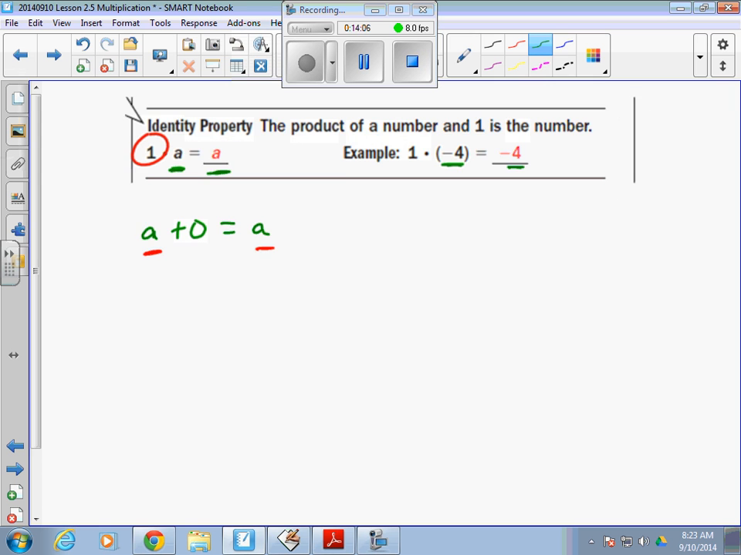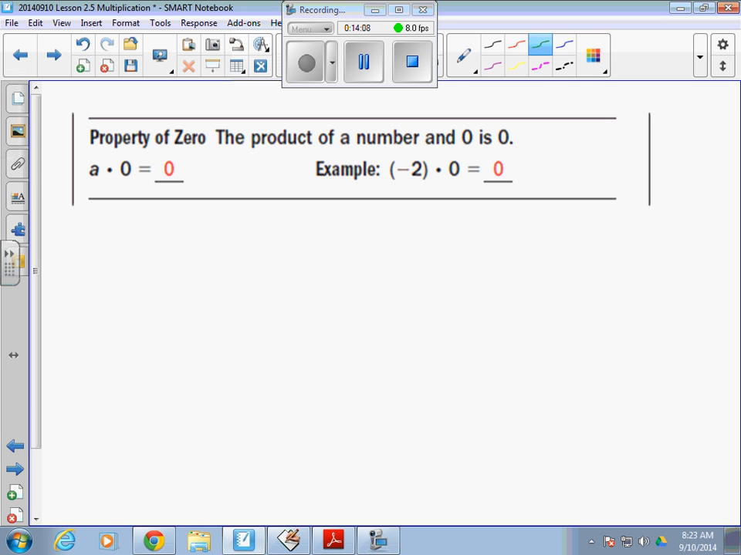That's the identity property. The property of 0 is when it actually cancels out. See, the property of 0 for addition was like negative 2 plus positive 2. That gave you 0. Okay. The property of 0 for multiplication is easier. You just multiply it by 0 and it becomes 0. So it was A to start and then it becomes 0. Negative 2 times 0 becomes 0.